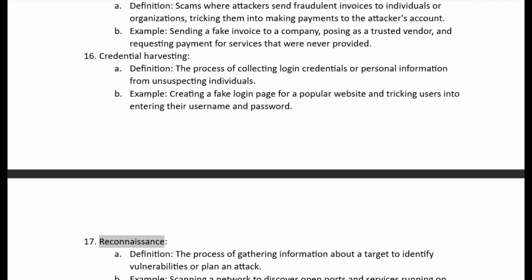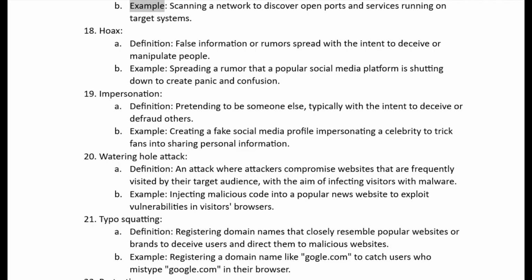Reconnaissance. Definition: the process of gathering information about a target to identify vulnerabilities or plan an attack. Example: scanning a network to discover open ports and services running on target systems.